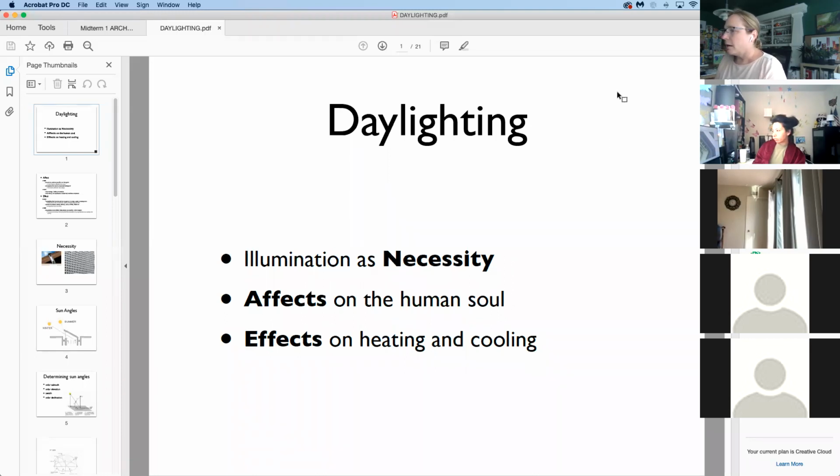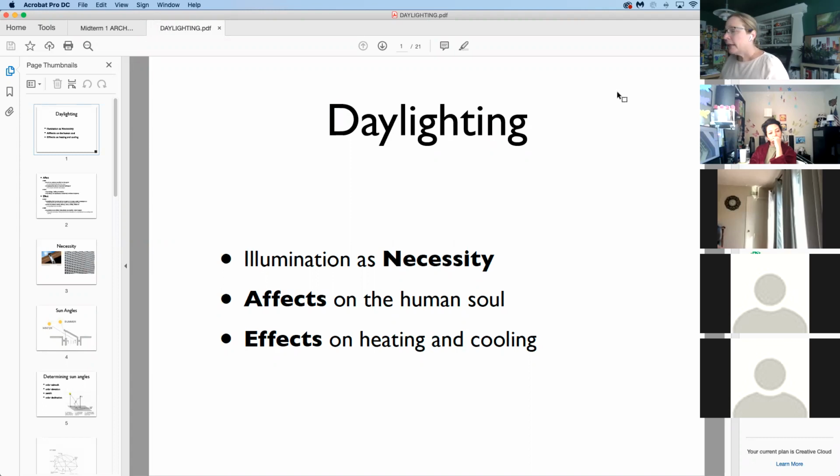So I'm approaching daylighting with a 3-pronged approach, 3 different ways of considering it and how it's going to affect your buildings. The first one is illumination as necessity. As people or humans, we all need a certain amount of light to be able to see. So there is a necessity to having light as part of our buildings, our designs, our projects.